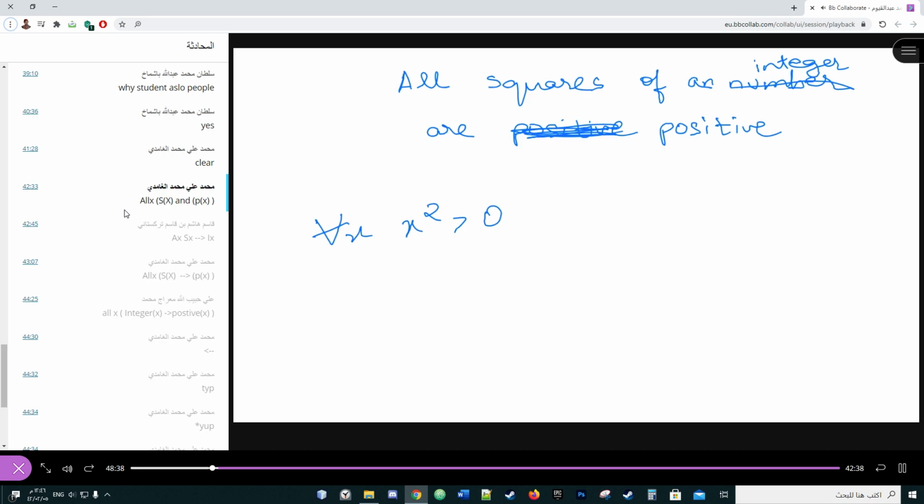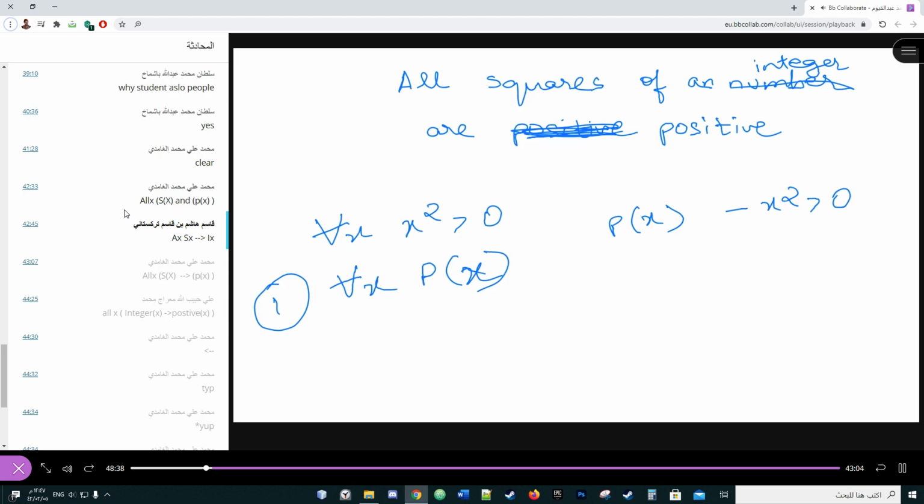Yes, so there's a mistake you're making, Muhammad Ali. Check, or I can say p of x. Okay, so this is a solution. I'm saying for all x, p of x is true, where p of x is defined as x square greater than 0. This is a solution, but here x are integers.